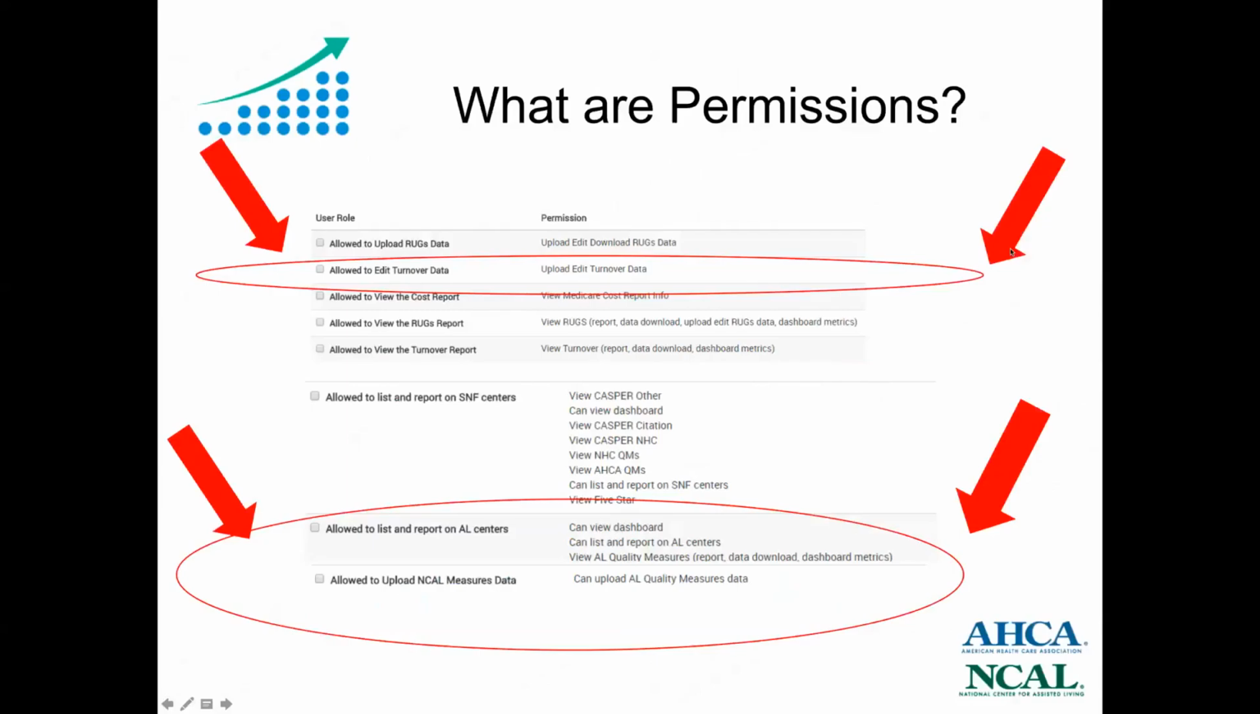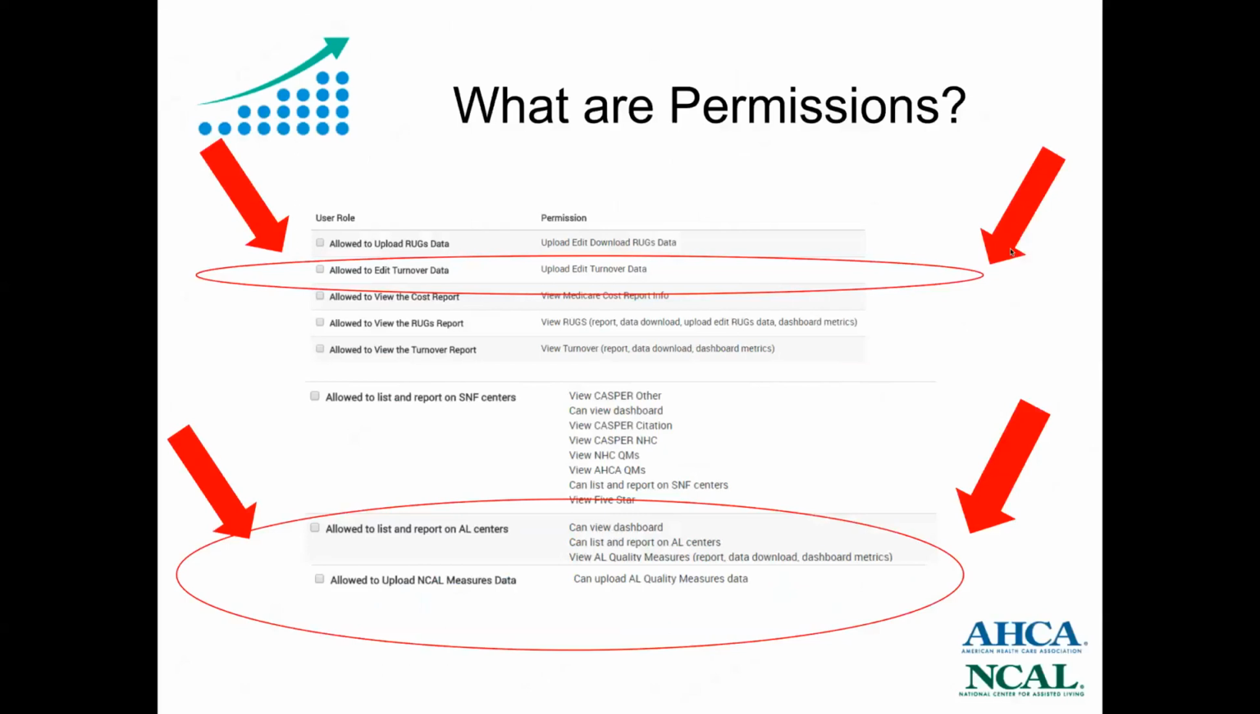So first and foremost, really important, I do want to point out that you have to have permission to upload assisted living data. And that permission is given to you by your LTC Trend Tracker administrator. That is not one of us here at AHCA NCAL. That is someone in your organization that has been assigned to be the administrator. There can be more than one that gives access and sets up user profiles.